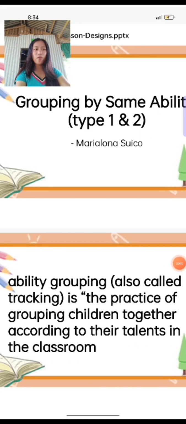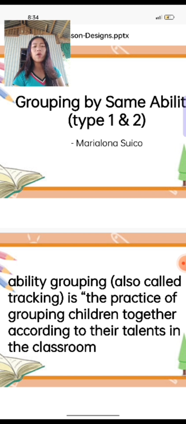Good morning, everyone. Before I start, can you see the reporter? Can you hear my voice? Okay, by the way, I am Ariel Onoswico, and I am going to tackle grouping by same ability, type 1 and 2. So, what do we mean by grouping by same ability? Can everyone tell me what is the meaning?